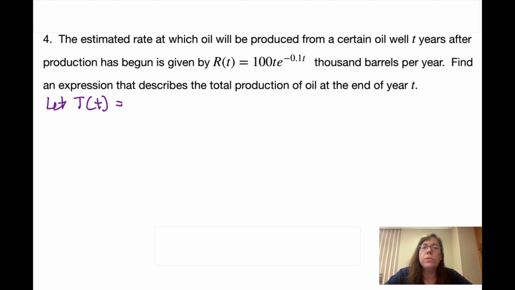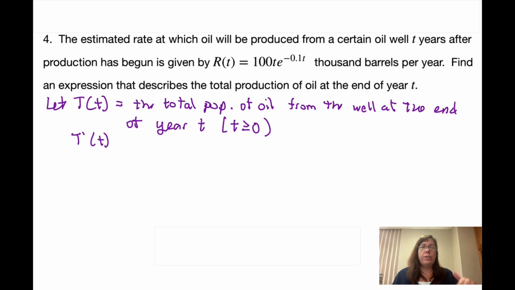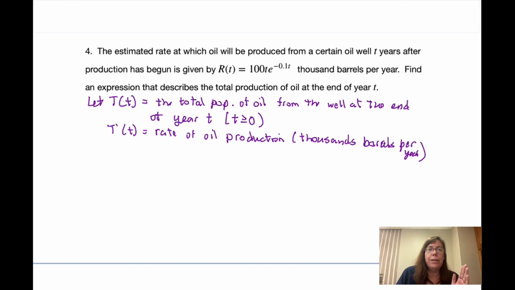So what you need to do is first identify some variables. I'm going to let big T of t represent my total production of oil from the well at the end of t years. And I'm going to let t start at 0 and go up, so t is greater than or equal to 0. If I take the derivative of the total production of oil, that gives me the rate of oil production, the rate of change. That's what a derivative is. They gave us that the rate of change in thousands of barrels per year was R(t). So how I've set this up, T'(t) = R(t).